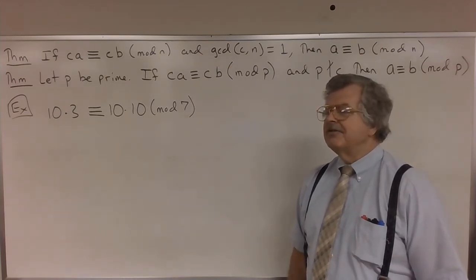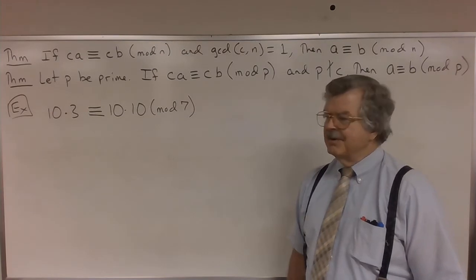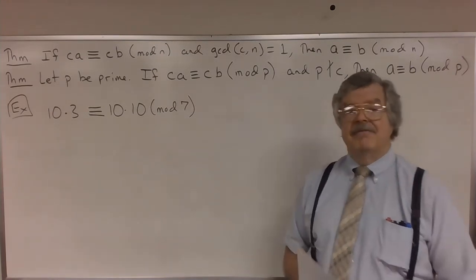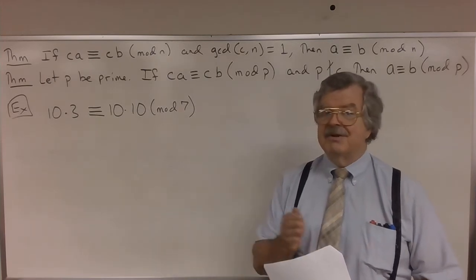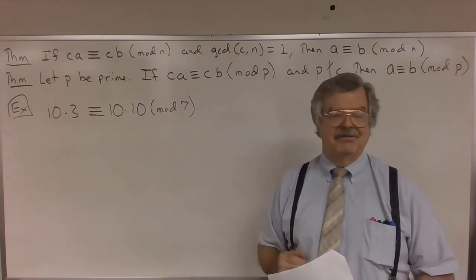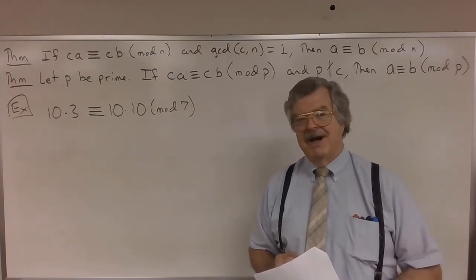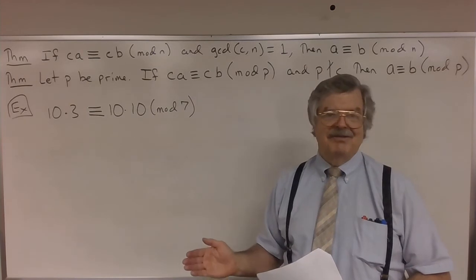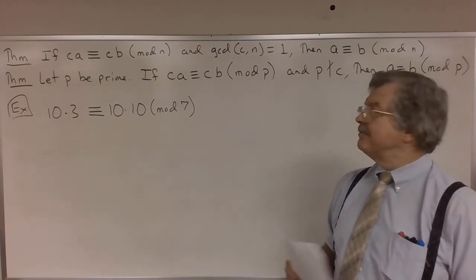Last time we had some elementary algebraic properties of congruences, like if A is congruent to B mod n, and B is congruent to C mod n, then A is congruent to C mod n. Or if A is congruent to B mod n, then A plus C is congruent to B plus C mod n, and so forth.